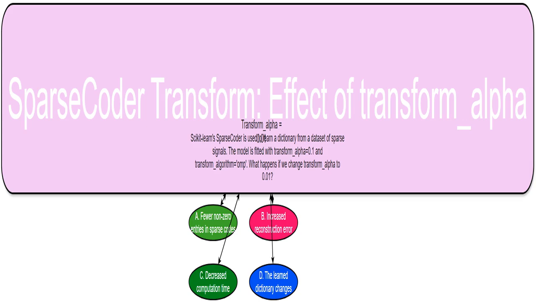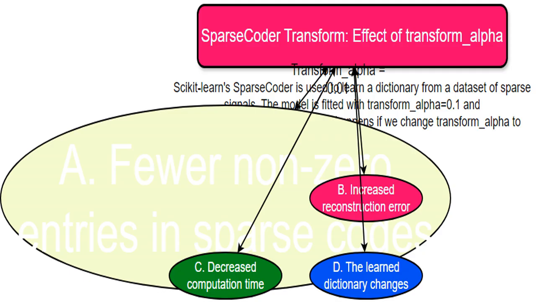Specifically, I'll focus on what happens when you decrease transform_alpha from 0.1 to 0.01. This parameter controls how sparse the output of the SparseCoder will be. By decreasing transform_alpha, I'm essentially telling the algorithm to prioritize sparsity. This means it will produce codes with more zero entries. Think of it like this. A smaller transform_alpha imposes a stricter penalty for having non-zero values, thus forcing more of them to be zero.